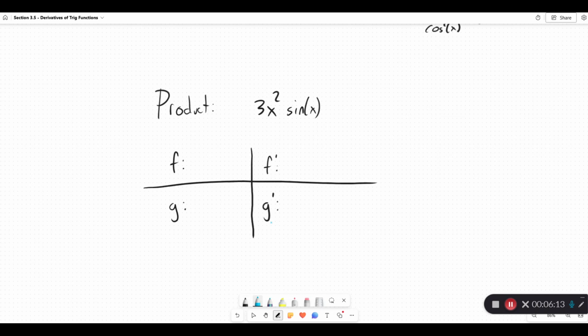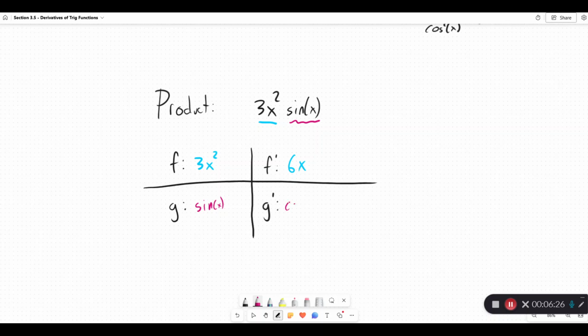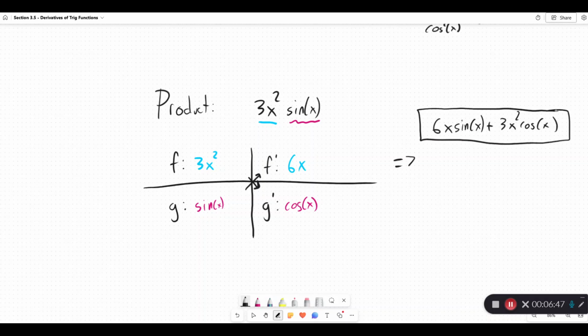Remember, we divide them into their smaller categories. So we have 3x squared, and the power rule tells me this goes to 6x. Meanwhile, for the sine term, we have sine of x, and I know the derivative of sine is going to be cosine of x. And then we just do the product rule. We get 6x sine of x plus 3x squared cosine of x. So really, we're just throwing these in as more things that we can find the derivatives of, if you're interested.